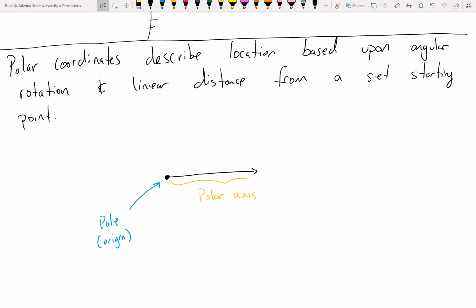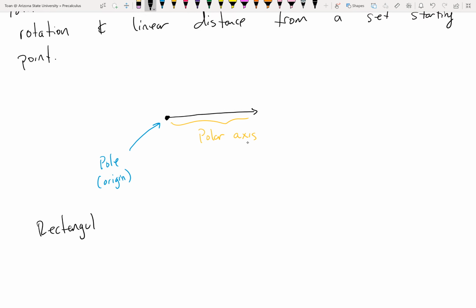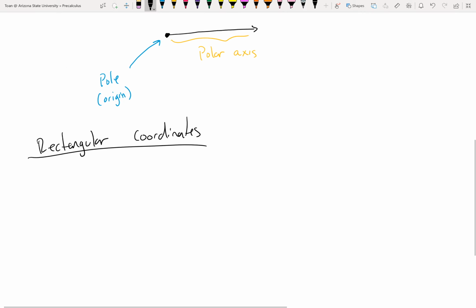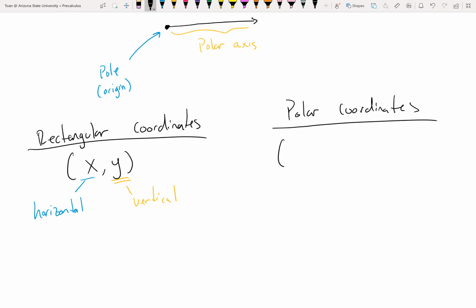Before we do an example, let's talk about the way we write it, the structure. Rectangular coordinates, recall, you write them as 2 numbers separated by a comma, an ordered pair, (x, y). The x right here is the horizontal movement. The y right there is the vertical movement. Contrast that with polar coordinates. Polar coordinates uses 2 numbers as well, but it uses (r, θ).